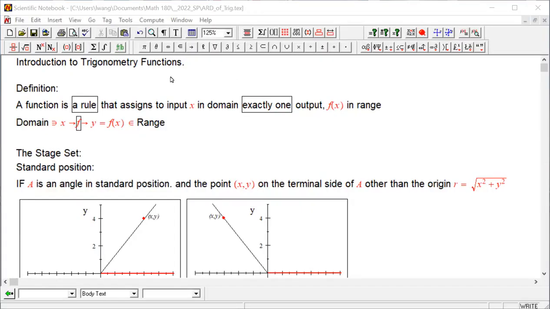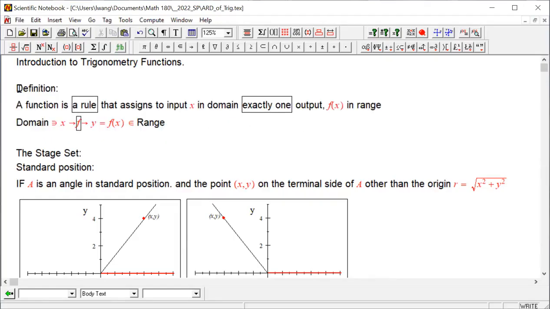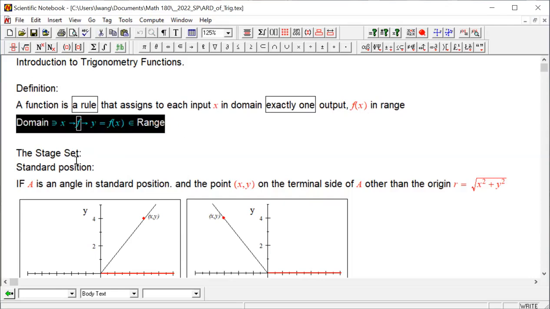Hello, in this lesson, we're going to start talking about trigonometric functions. First of all, I'd like to recap the definition of a function. A function is a rule that assigns to each input in the domain exactly one output f of x in the range. So that's the definition of a function.